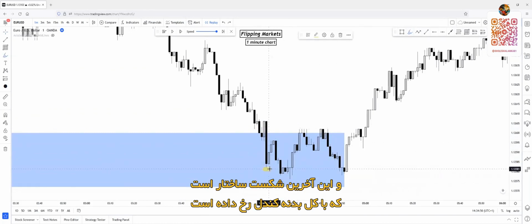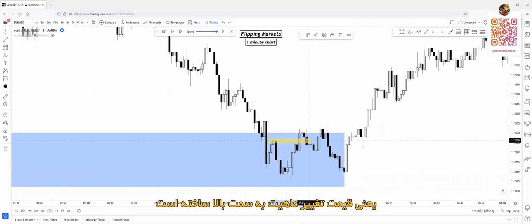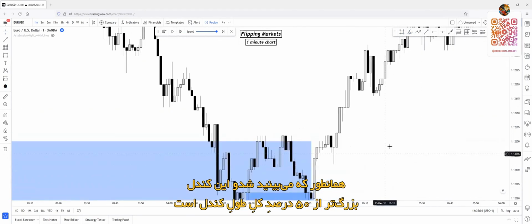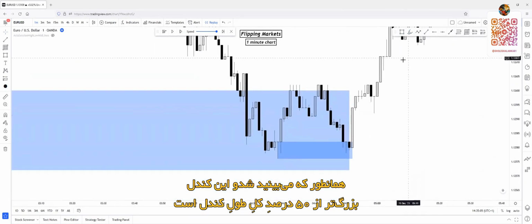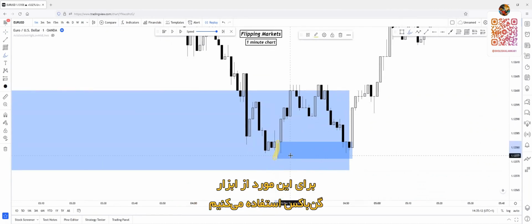And this was the last break of structure to the downside with the whole body break. This was the last supply zone, as you can see, and price broke through the supply zone. So it means it changed character to the upside. The change of character happened from this candle right here. And as you can see, this candle's wick is bigger than the 50% of the whole candle. Actually, the whole candle is just a wick. There's no body, as you can see.